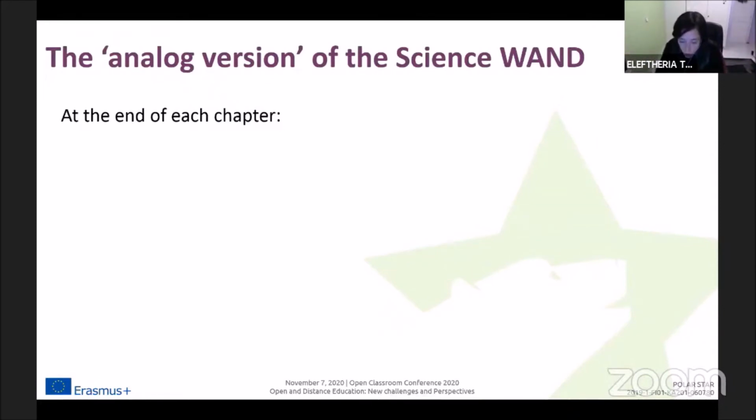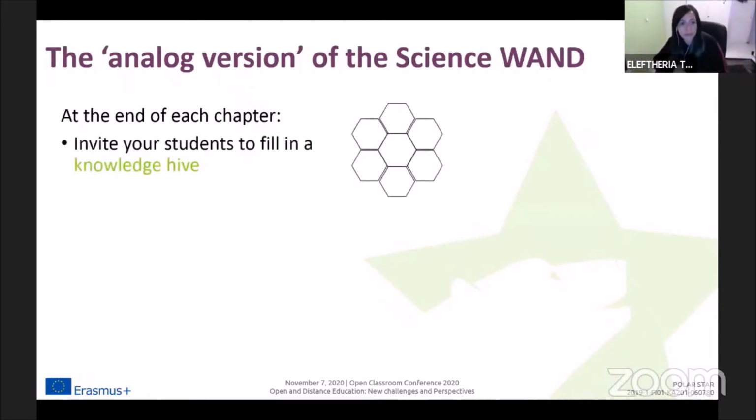methodology, quite brilliantly, actually, if I may say so, comes down to using two super simple tools, which to me, at least, is amazing. So here are the two tools that we want you to use, and the two things that we want you to do with your students in your class in order to achieve all that we have been talking about. The first one is we want you to invite your students at the end of each chapter to fill in a knowledge hive.